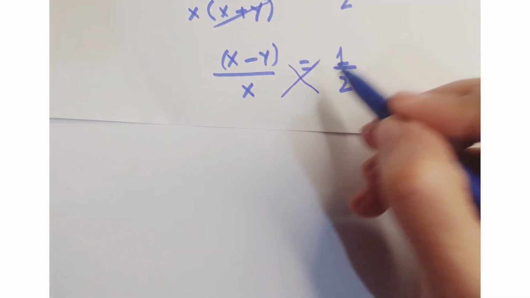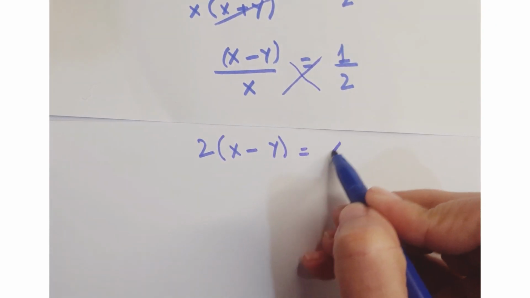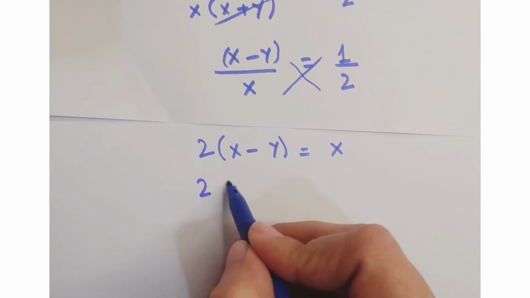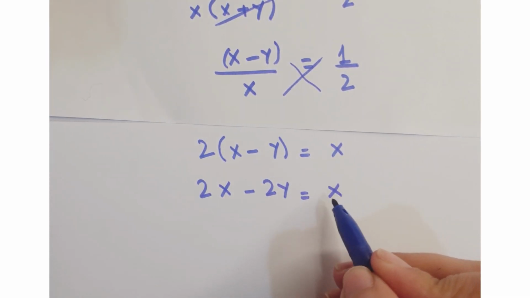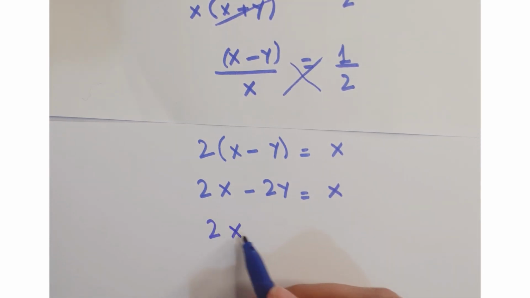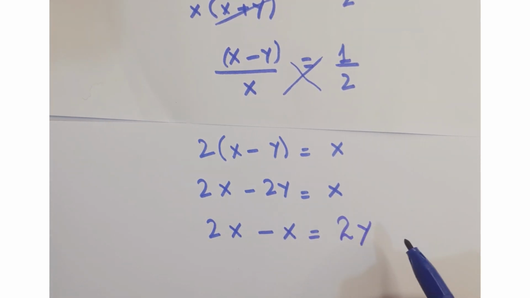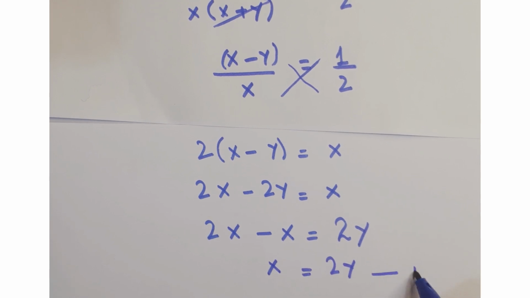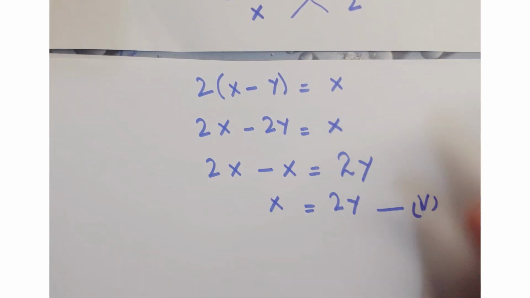Cross multiplying, you get 2 into x minus y is equals to x. Further, you can write it as 2x minus 2y is equals to x. Now bring this x on the left hand side, so signs get changed, and this 2y is taken on the right hand side. So we have x is equals to 2y. Now call this equation number 5.